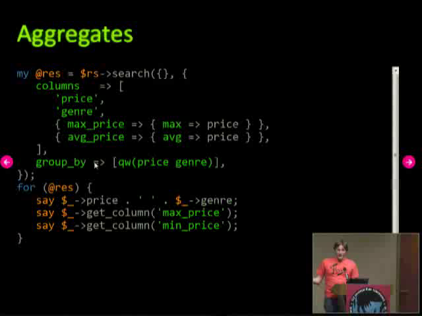This is awesome. You can get aggregate data with DBIx::Class fairly easily. So here we're saying I want to get all of these things that have a price, and I want to group by the price and genre, and I want to find the max price and the average price. So basically we're saying what is the max and average price for each genre. And there should be quotes around that. Here we have to use get_column because there's no accessor, whereas there is an accessor for price and genre.